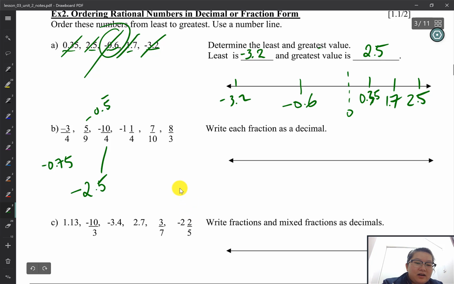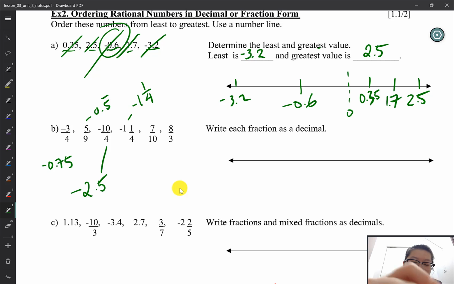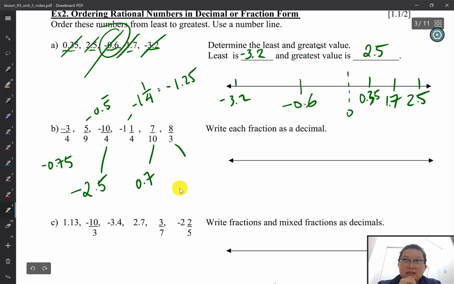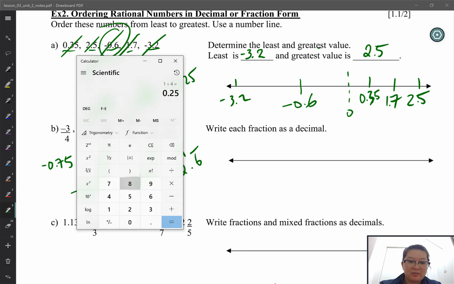Here I have negative 1 and 1/4, so this is a mixed number. If you weren't sure, this is what it will look like. If we convert this one to a decimal, this would be negative 1.25. Over here this is going to be 0.7, and last but not least, this is going to be 2.66666, I believe. Here, we can just double check. 8 divided by 3. There you go.